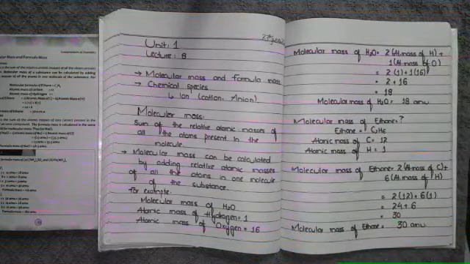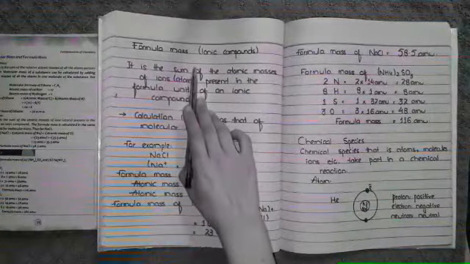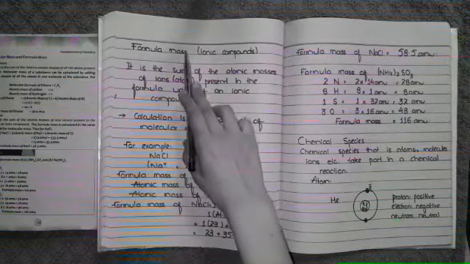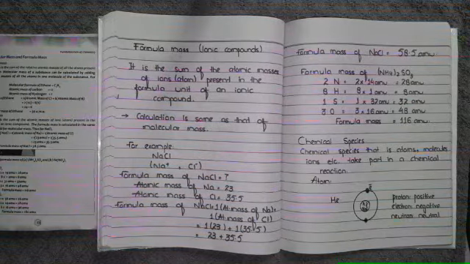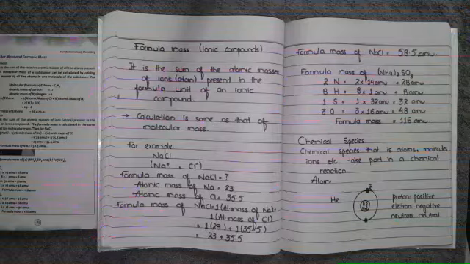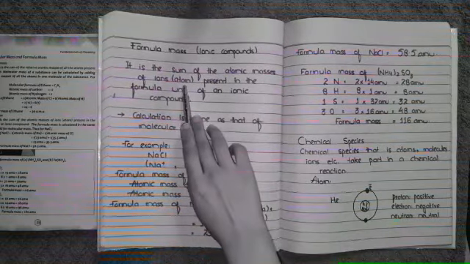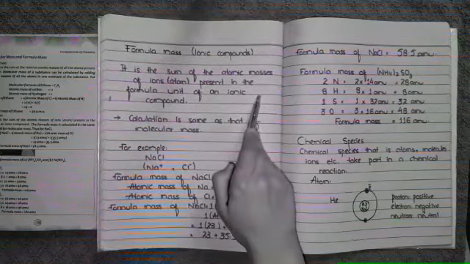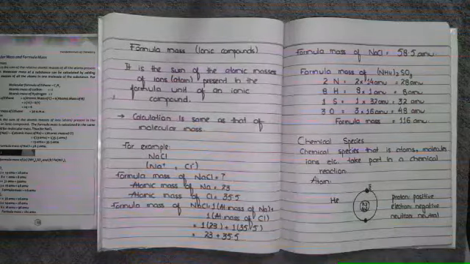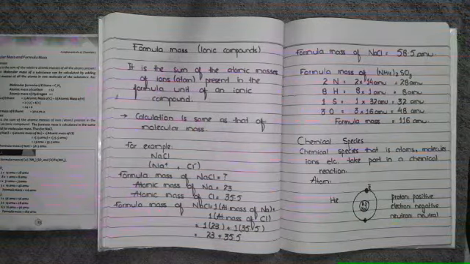Okay, now next is formula mass. The formula mass is used to calculate the mass of ionic compounds. For ionic compounds, we know that we don't represent them with a molecule, but we represent them with a formula. So it is the sum of the atomic masses of the ions, atoms that are present in the formula unit of an ionic compound. The calculation will be the same as that of the molecular mass.